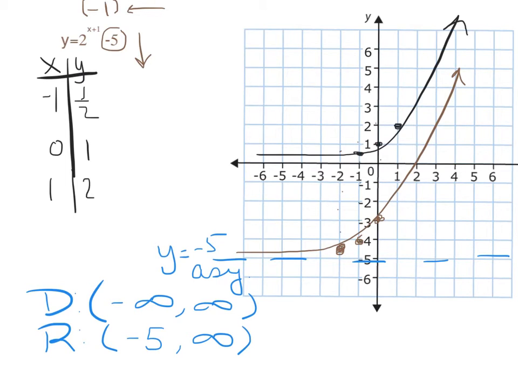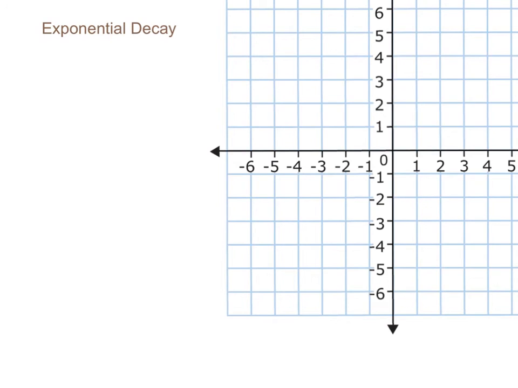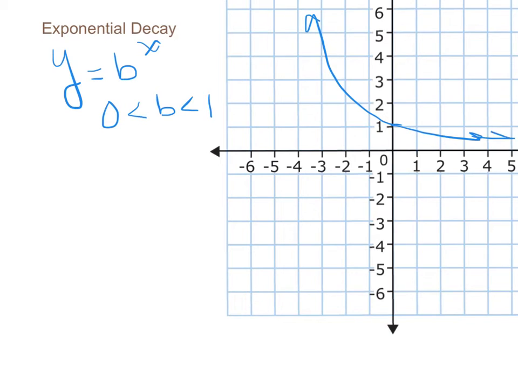Okay, moving on. Let's look at decay. Decay, y equals b to the x, where b is between 0 and 1, so less than 1. Same points, everything's the same as the other one. You'll just notice that it'll look like this, but everything else is the same. So it'll end up being low on the right side. Still the same asymptote and everything.